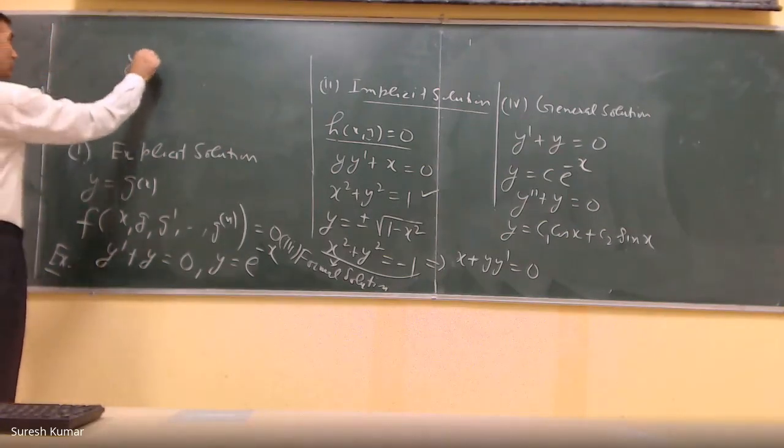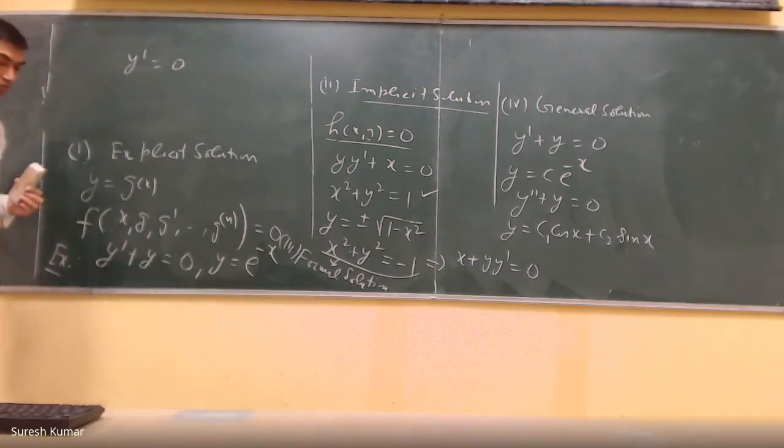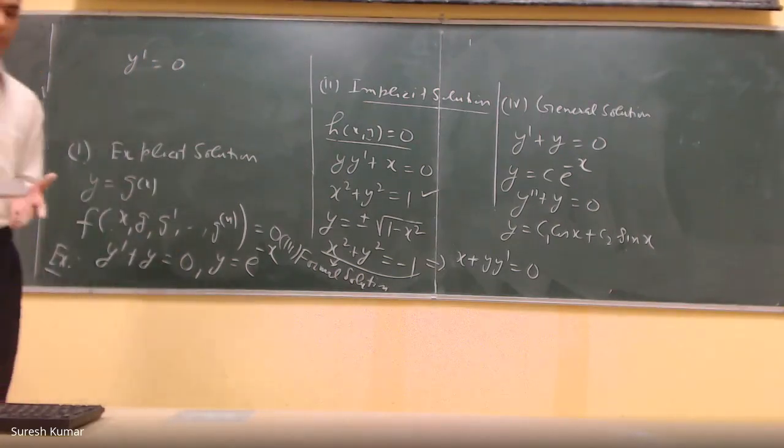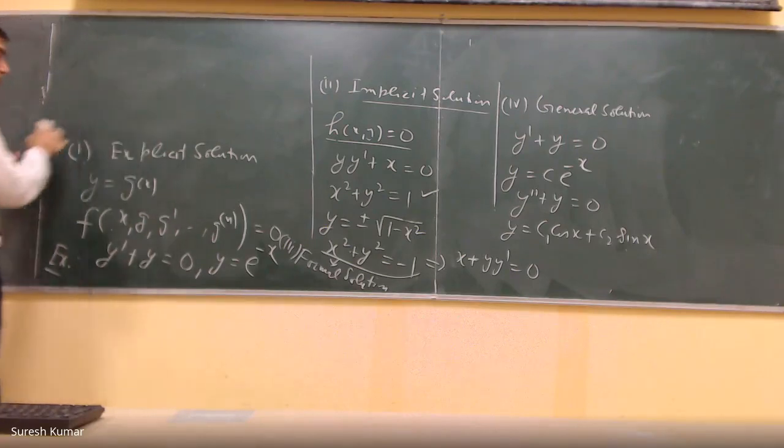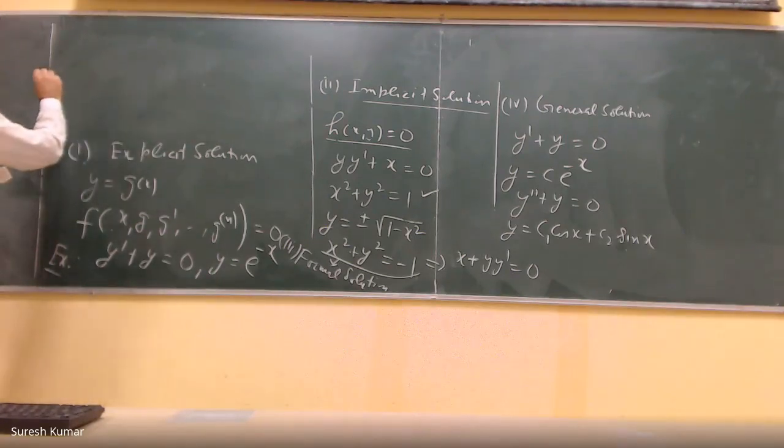For example, you can take y prime equal to 0. What is the solution? Y equal to a constant. Alright. So next thing is particular solution.